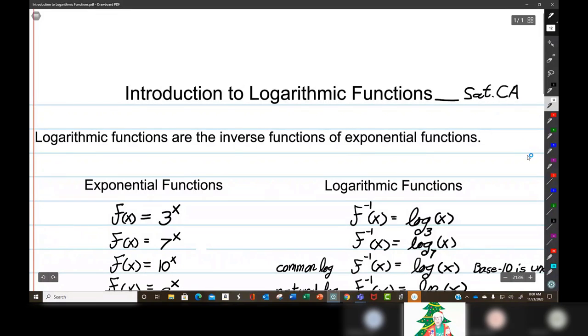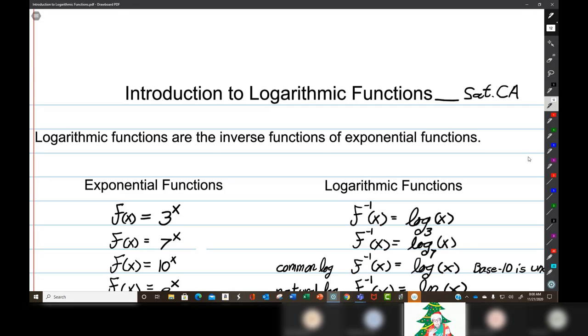So we're going to do our introduction to logarithmic functions now. The previous week, it wasn't necessary that you even understand what a logarithm is, just to see what it looks like and how to move it around with transformations. Now we're going to talk about what it is.